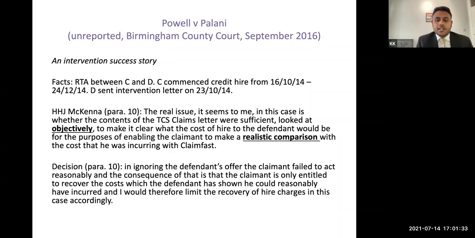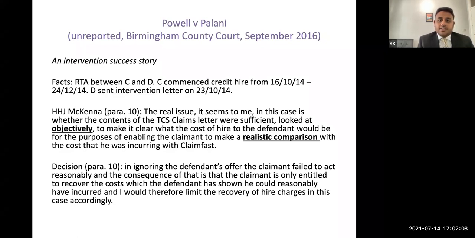the defendant's offer, the claimant failed to act reasonably. And the consequence of that is that the claimant is only entitled to recover the costs which the defendant has shown he could reasonably have incurred. And I would therefore limit the recovery of hire charges in this case accordingly. This particular case did gain a fair bit of publicity after the decision was handed down.